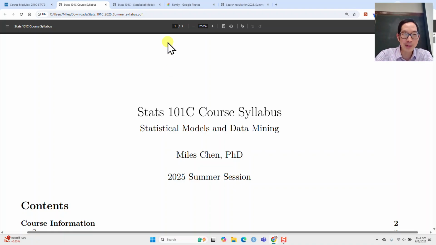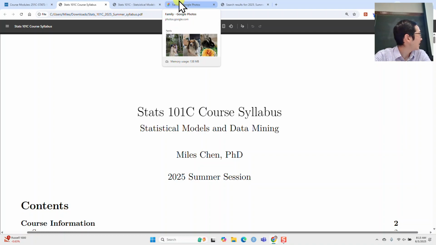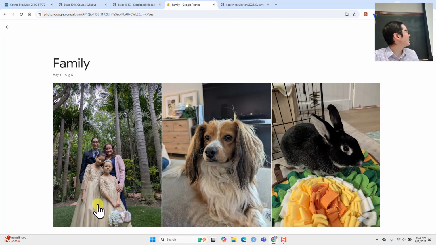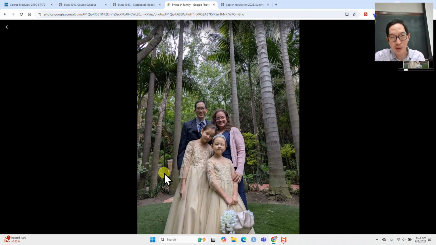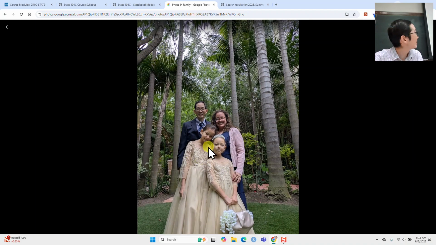I'll tell you a little bit about myself. I have a wife and two girls. So this is us right here. This was at a friend's wedding. So my girls. This is not a good picture.